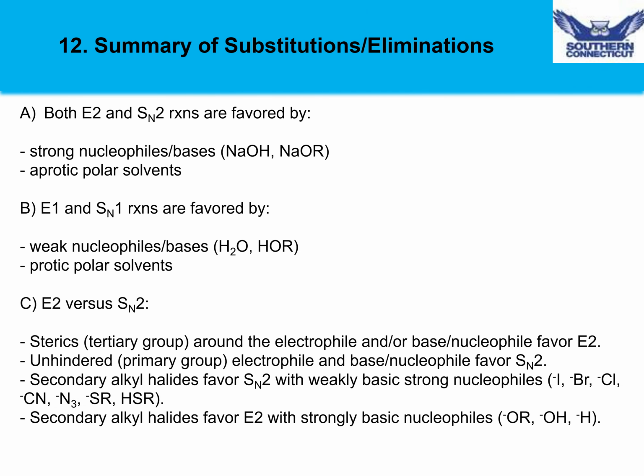Now that we have looked at the different mechanisms for elimination and substitution, let's do a comparison between the four more common mechanisms. So you may have noticed that the E2 and SN2 mechanisms are favored by the same conditions. That is, we have to have a strong nucleophile/base in the reaction. Aprotic polar solvents also help, but it's not as critical as having a strong nucleophile or base.